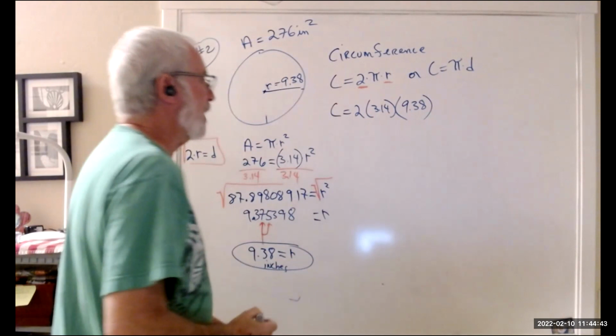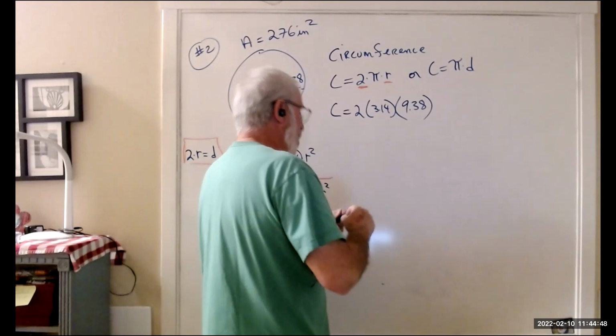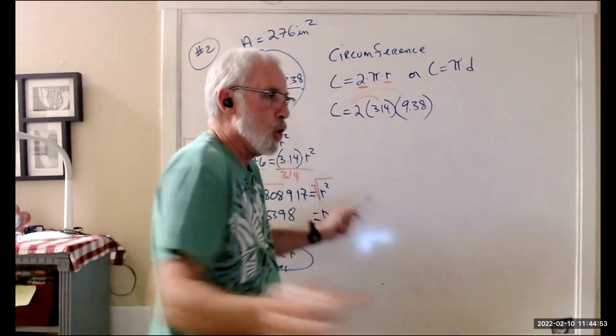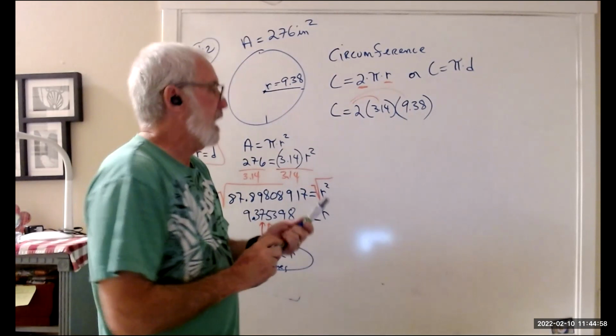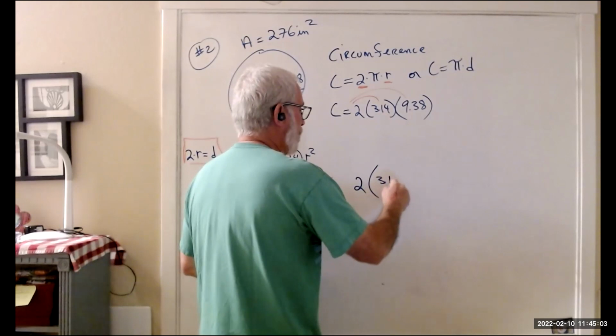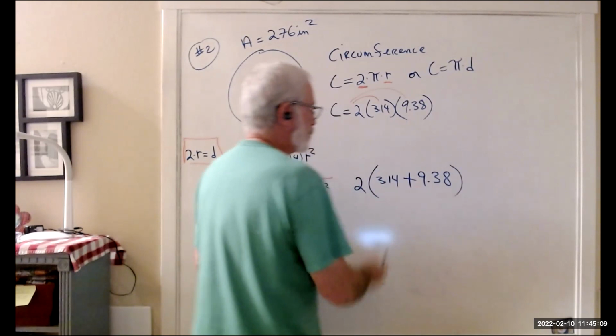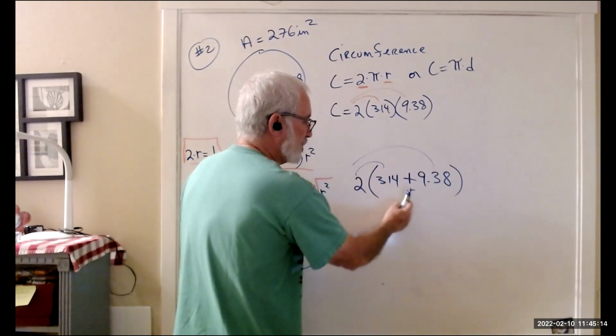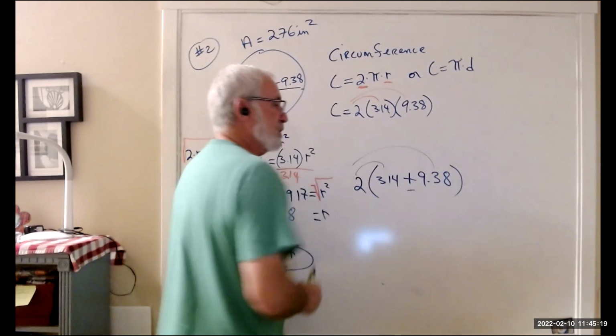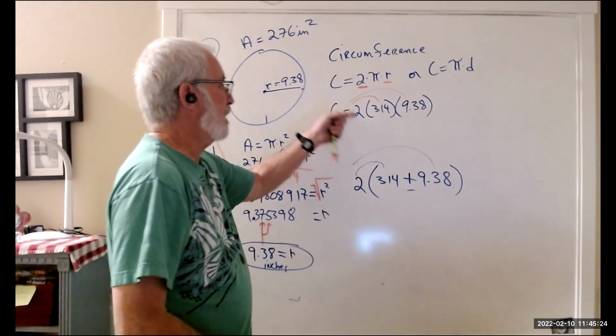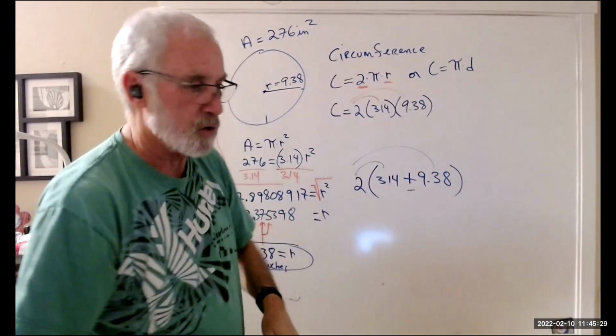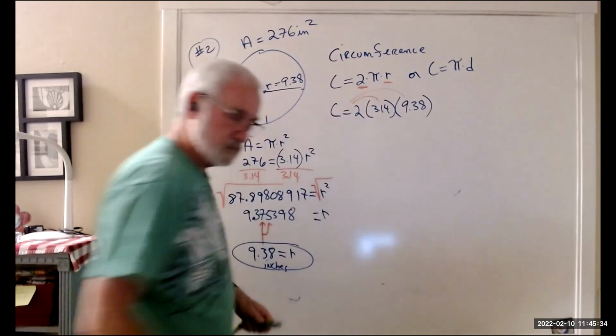Okay, now hold on. I know a lot of people are going to go, oh, this is 2 times 3.14 and 2 times 9.38. No, it's not. If you want to distribute the 2, it would have to be 3.14 plus 9.38. The distributive property has either a plus or a minus inside there. This doesn't have a plus or minus. This is just straight multiply the suckers together. So just pop them into your calculator, 2 times 3.14 times 9.38. It is not distributive. And let's see what I got.